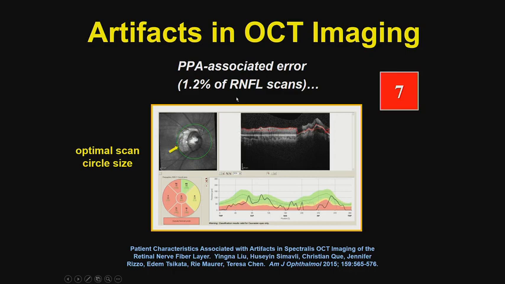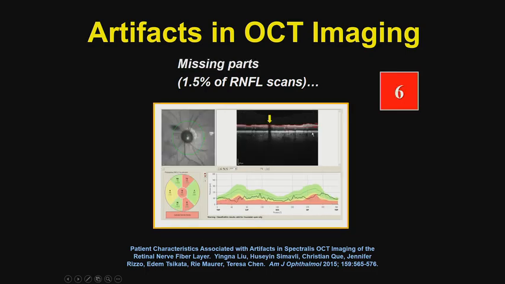PPA-associated errors, this is also rare, around 1%, and that's because Joel Schuman and other investigators before us have determined that with an optimal scan circle size of at least 3.4 millimeters diameter or more, this actually circumvents most areas of peripapillary atrophy, but again, still seen in about 1% of cases.